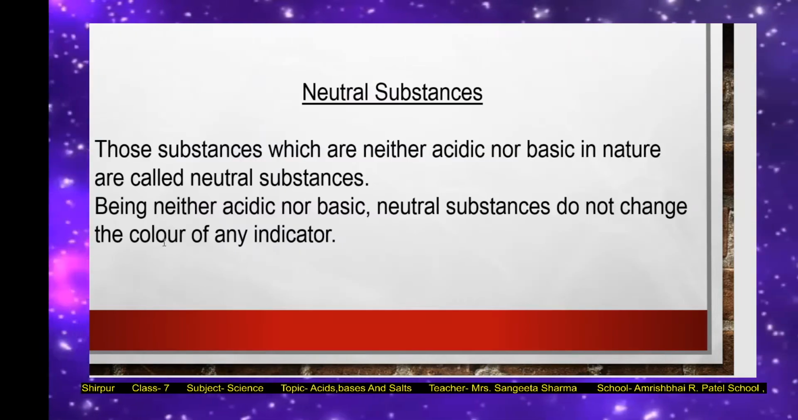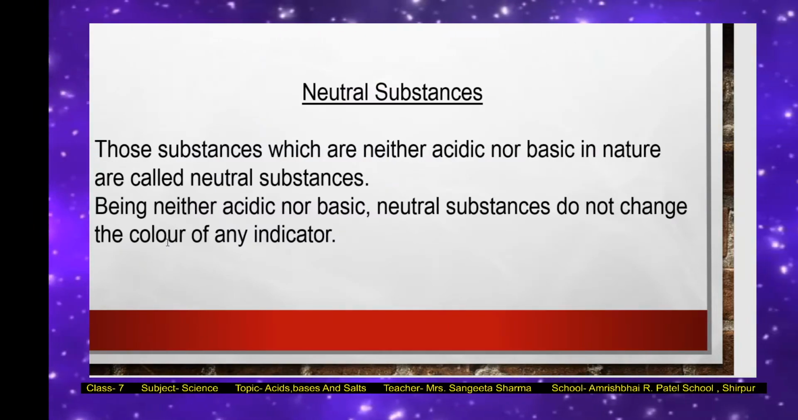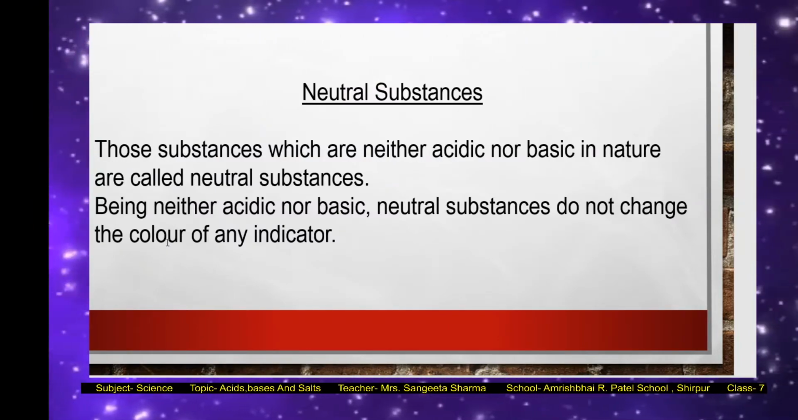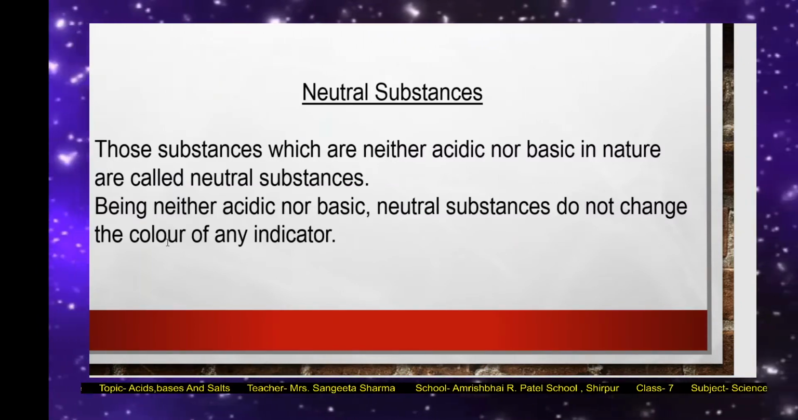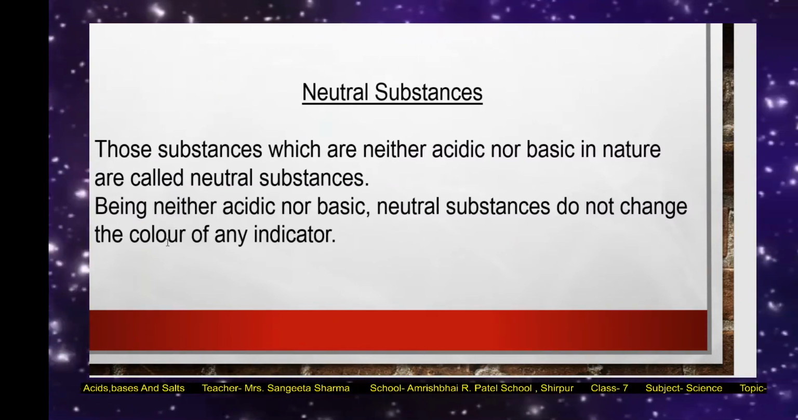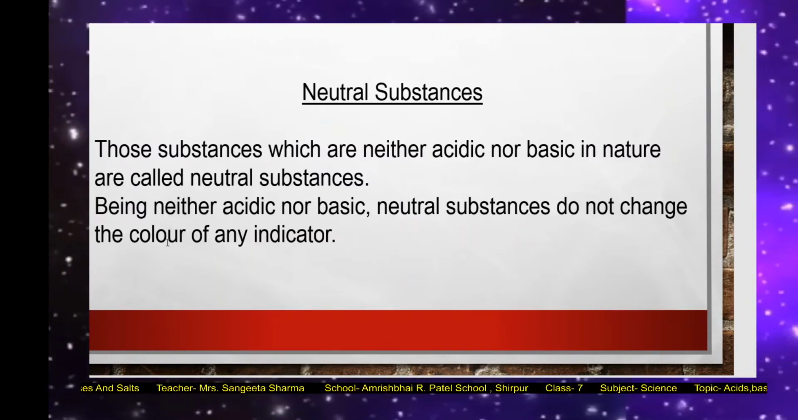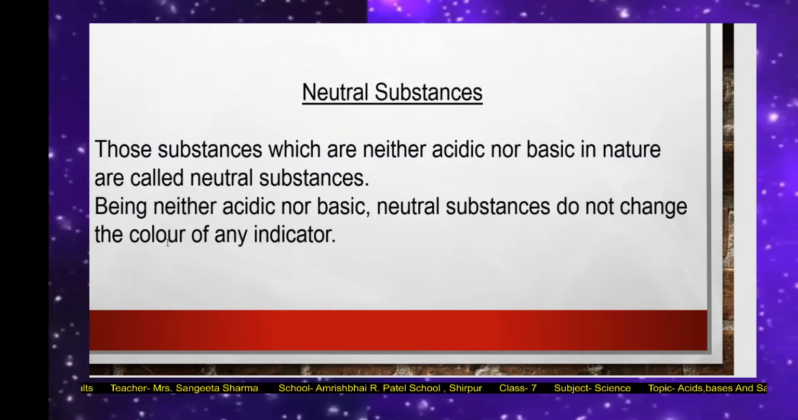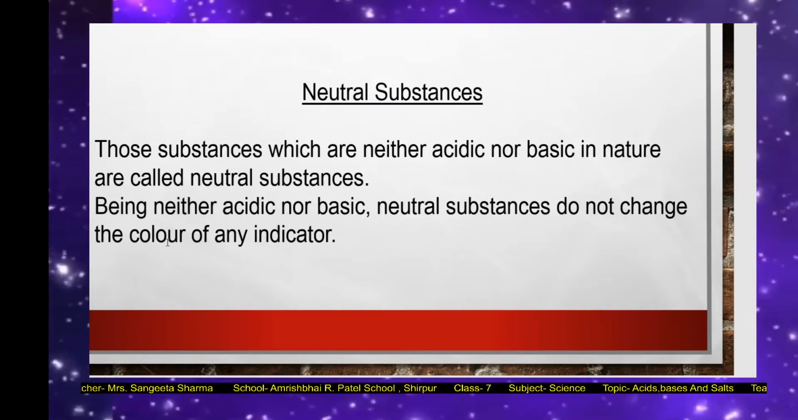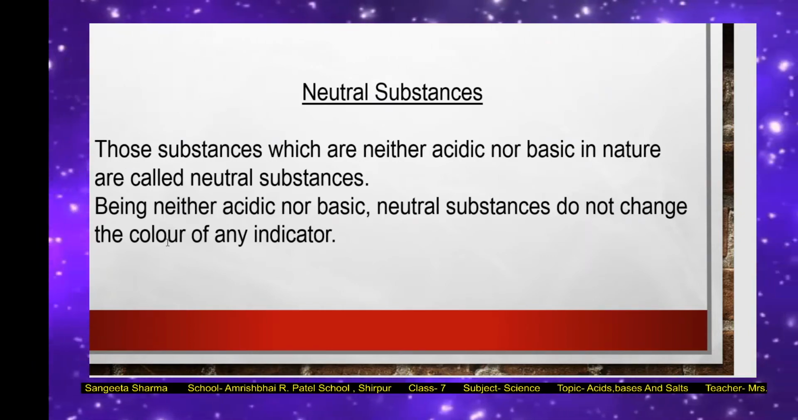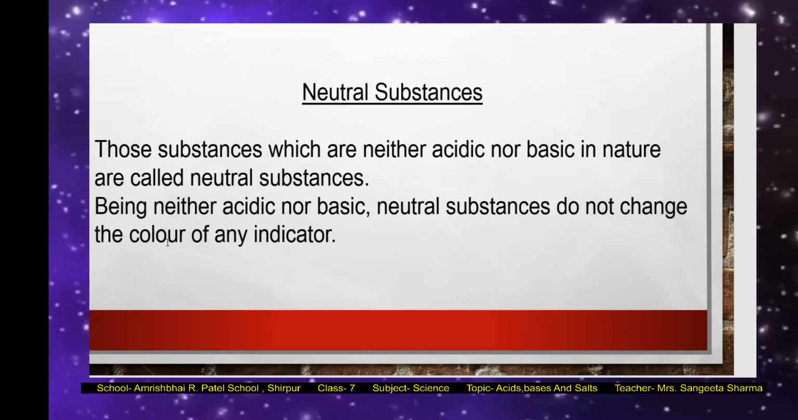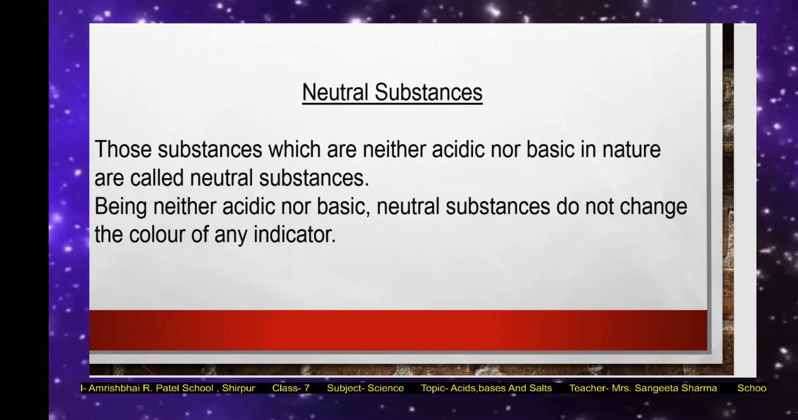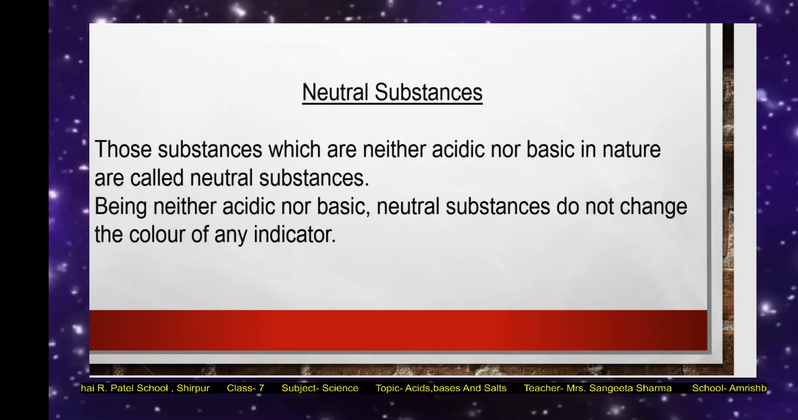Now, the neutral substance. We have studied the acid, we have studied the base, and now what about the neutral substance? What about the salt? Those substances which are neither acidic nor basic in nature are called neutral substances. Being neither acidic nor basic, neutral substances do not change the color of any indicator. Clear?